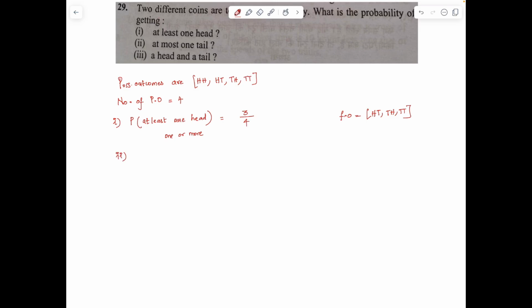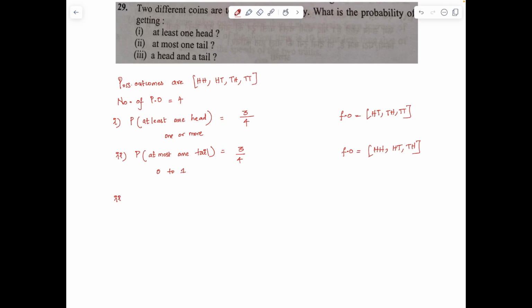Second one is find the probability of at most one tail. When we say at most one, which means 0 to 1. So the favorable outcomes for this case is no tail and one tail. We cannot take TT because it has 2. So the number of favorable outcomes is 3 and the probability is 3 upon 4.